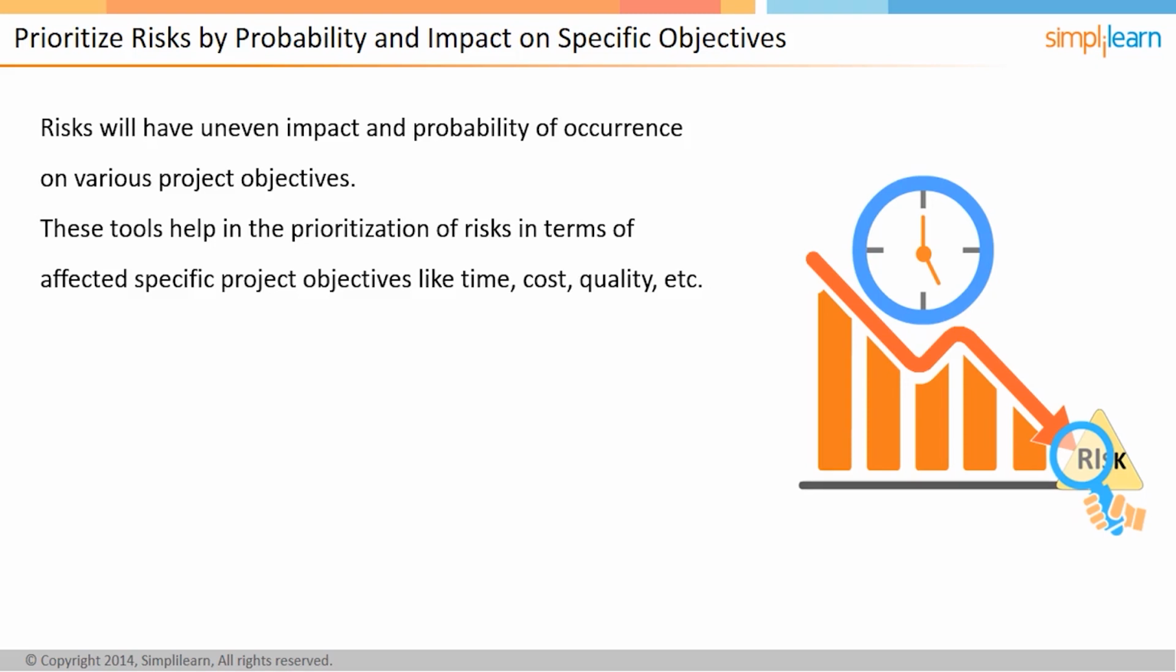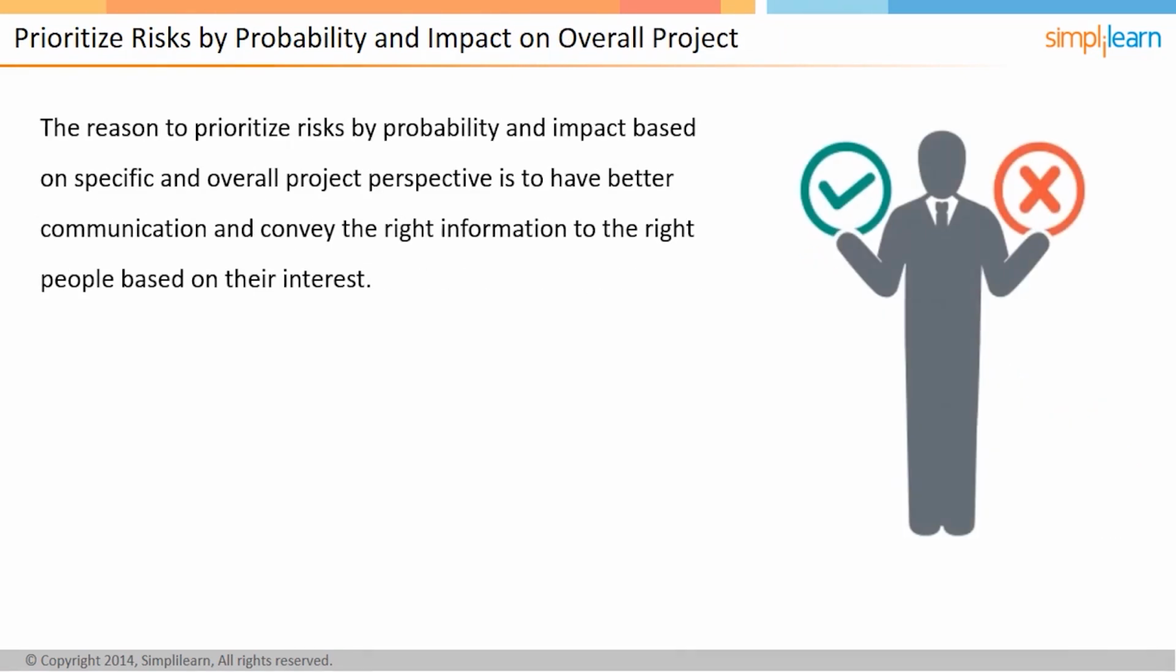The next screen is about prioritization of risks from the point of view of probability and impact on the overall project. The reason to prioritize risks by probability and impact based on specific and overall project is to have better communication.